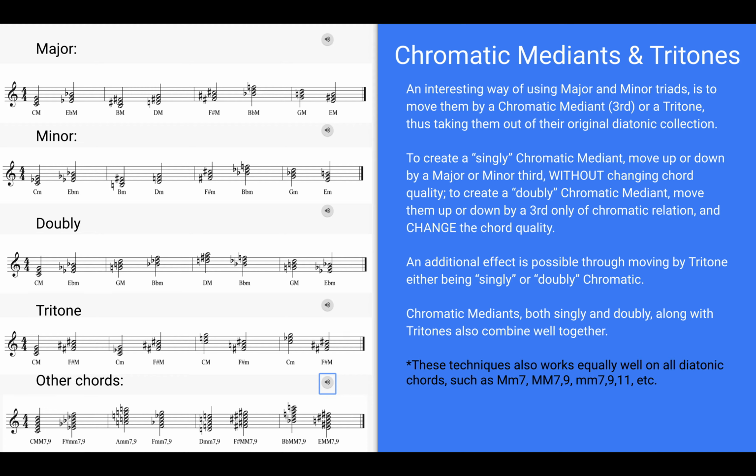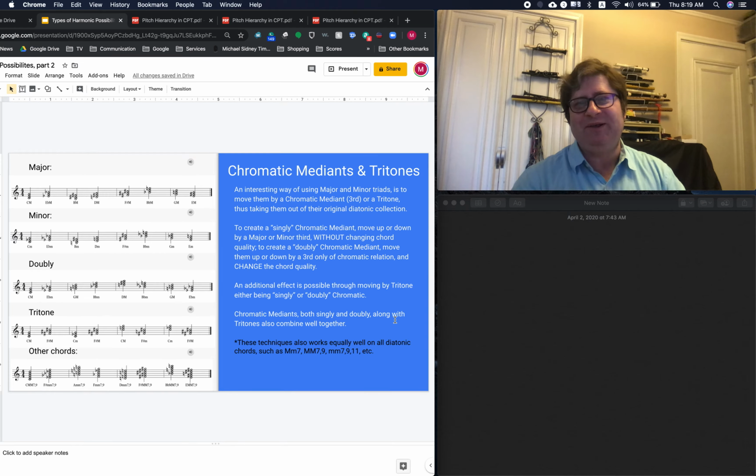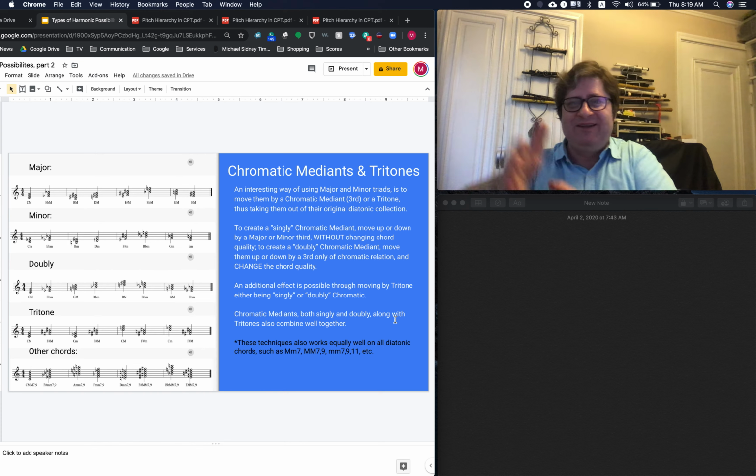Doesn't that sound marvelous? I fell in love with this type of chord progression when I was a high school student. I used to write compositions using these type of chords all the time. In jazz, we sometimes use these kinds of chord progressions, moving by the chromatic mediant and the tritone. I think it's an absolutely wonderful way. It's very chromatic, but yet every chord is still diatonic.